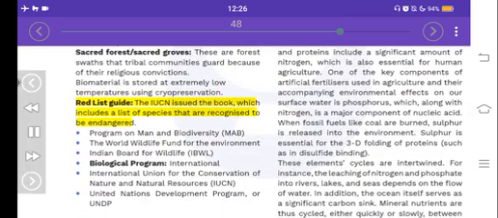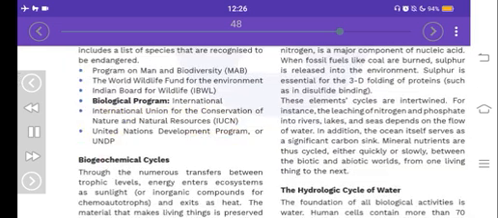Red List Guide: the IUCN issued the book, which includes a list of species that are recognized to be endangered. The Program on Man and Biosphere, MAB; the World Wildlife Fund for the Environment; Indian Board for Wildlife, IBWL; International Biological Program; International Union for the Conservation of Nature and Natural Resources, IUCN; United Nations Development Program, or UNDP.